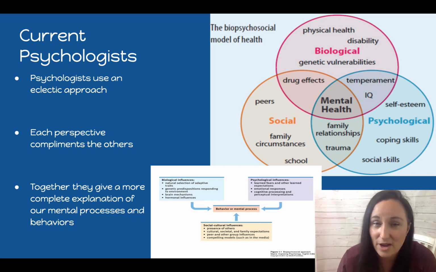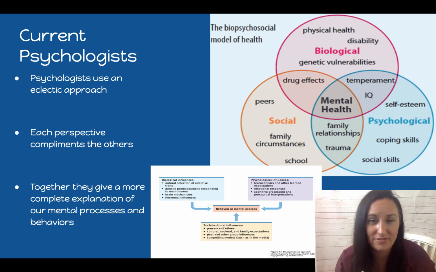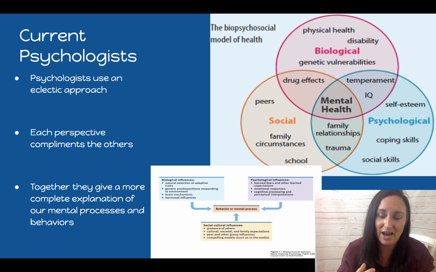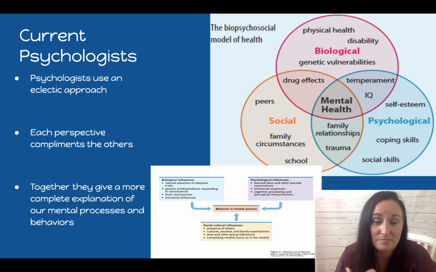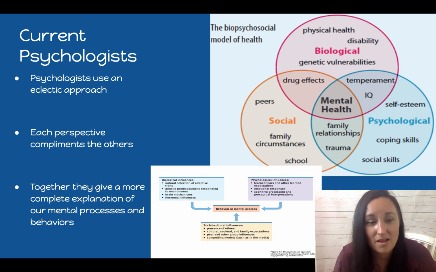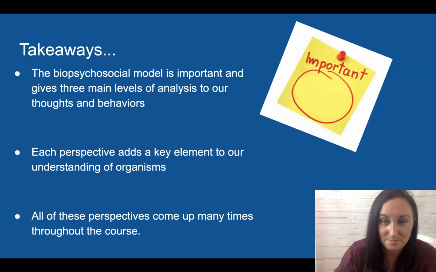So currently, kind of full circle here, psychologists use an eclectic approach. And eclectic is a vocab word. And what that means is they don't just use one perspective, because that would be silly. You can't explain everything just through biology. You can't explain everything just through the cognitive perspective. So you need each of them to kind of get a full picture of why an organism does and thinks what they do. So each perspective complements the other ones, and it gives that complete perspective.